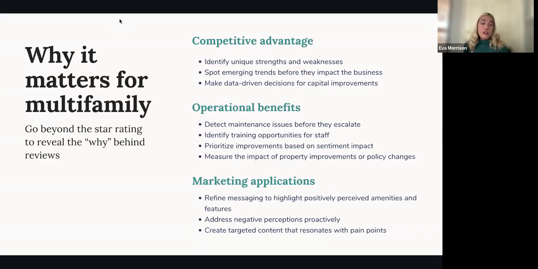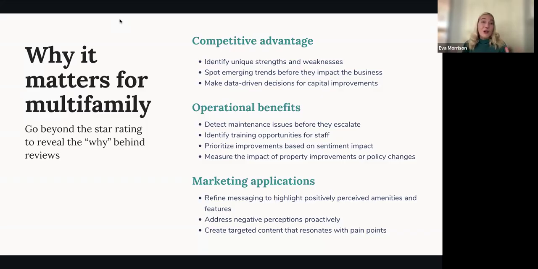Again, there are some huge operational benefits to multifamily: detecting those maintenance issues way before they escalate, and identifying training opportunities for our staff. If there are communities where our staff is really being praised, with super positive sentiment around our staff interactions, how can we dig into that, figure out what's working, and bring that to other communities, and train them in the ways that the staff is engaging with residents. Again, it helps us prioritize improvements.